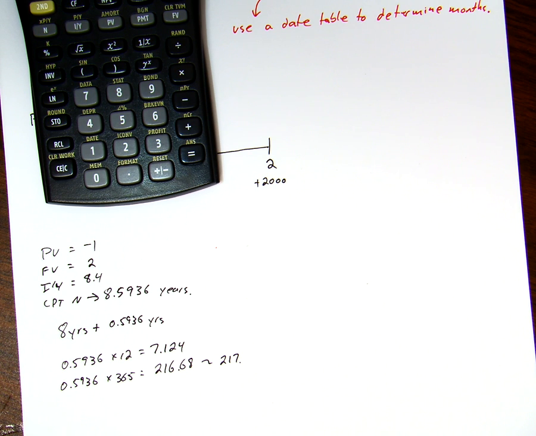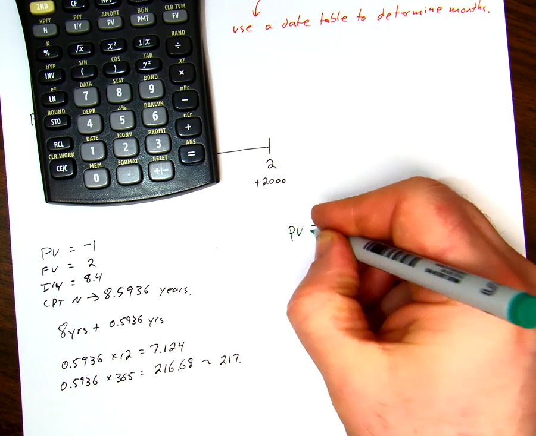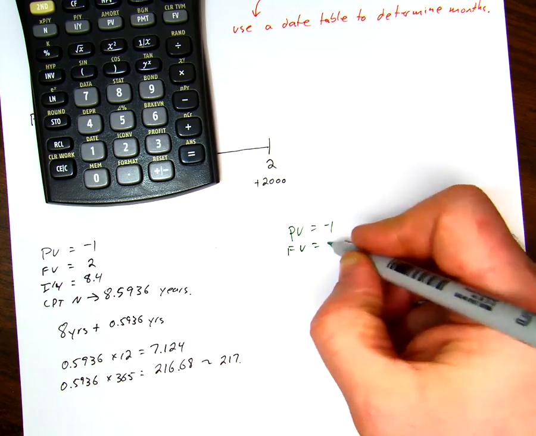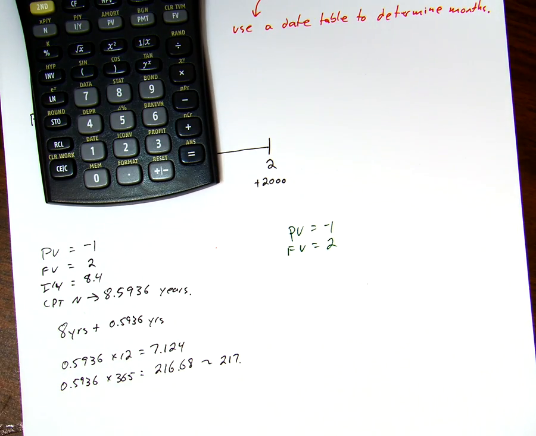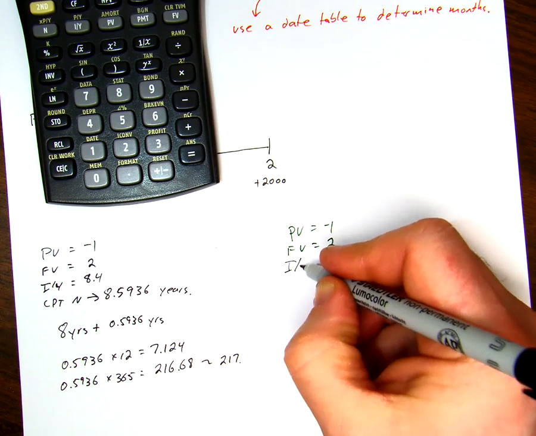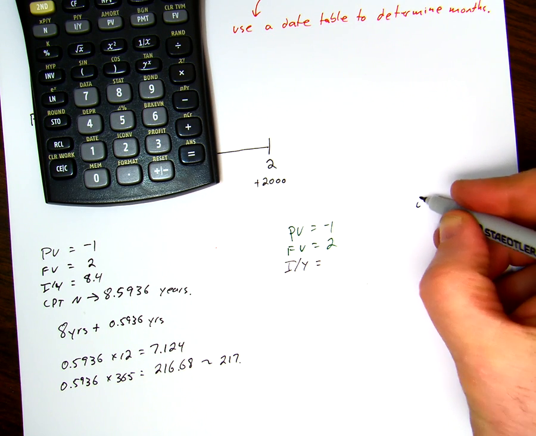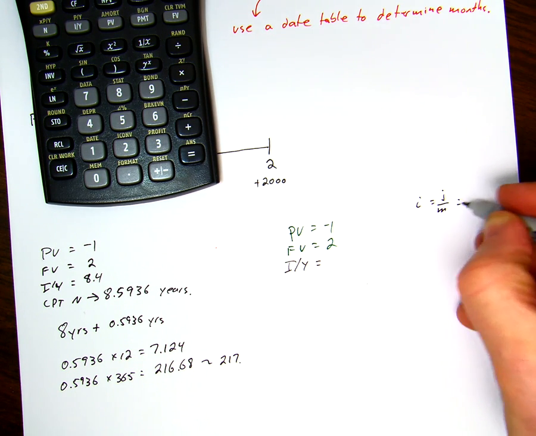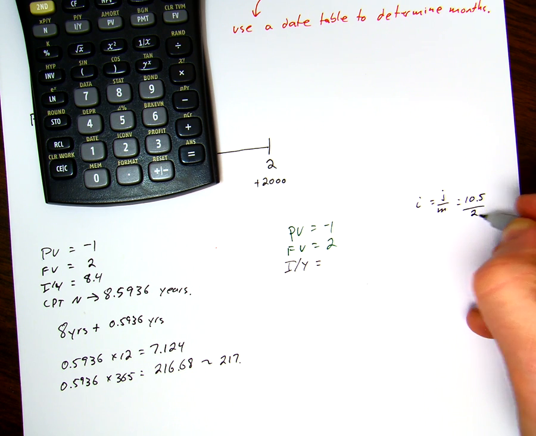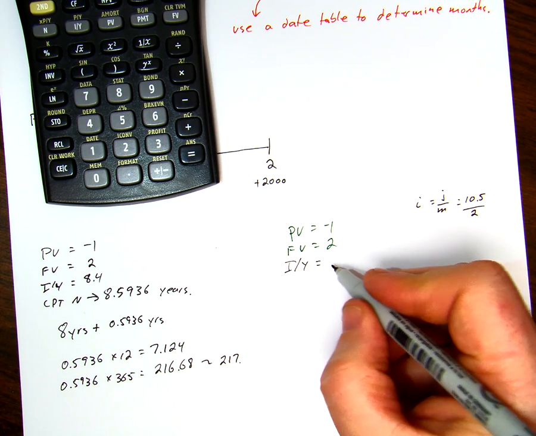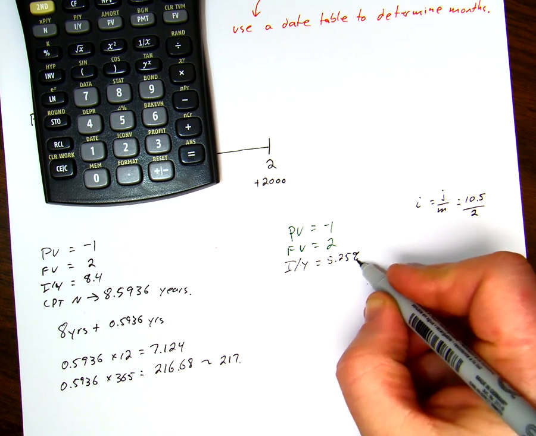We're going to take a look at the other rate for the question, which is 10.5% compounded semi-annually. So again, we have the same values. The values that are already in, we'll put in green. Present value is -1. Future value is 2. Those aren't going to change. The I per Y now is not just 10.5%. We'll calculate it. I is equal to J over M. This is 10.5 over 2 because it's semi-annual compounding. So this is 5.25%.